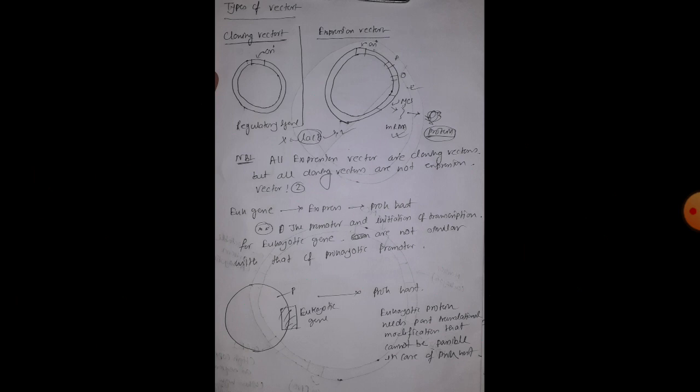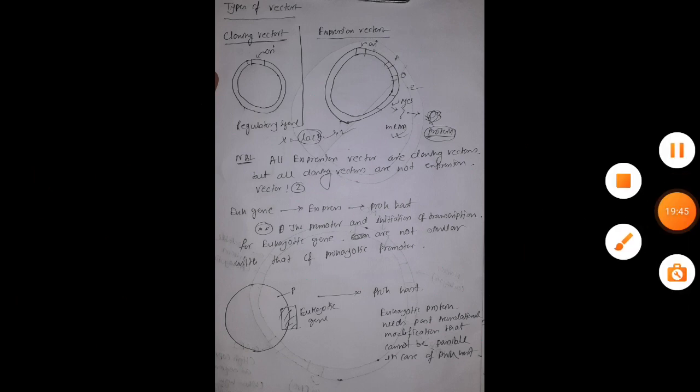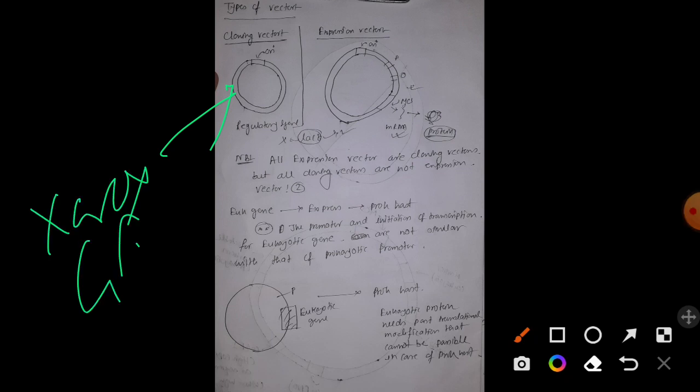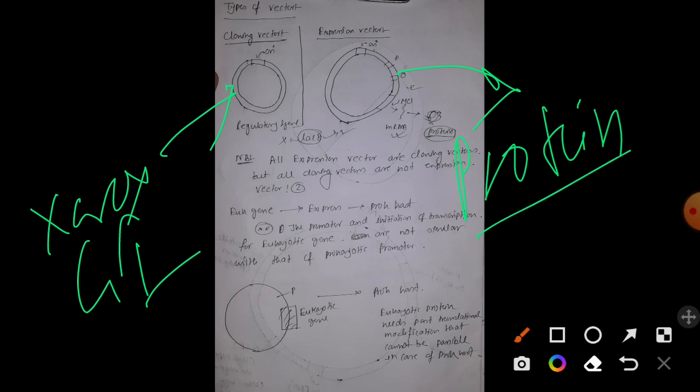I hope you have understood this very carefully, right? First of all, the cloning vectors give you the Xerox copy of your gene of interest. Then the expression vector gives you the protein from your gene of interest. Then we have talked about the shuttle vector, which solves the problem in terms of cloning, so that we can use any type of vector without bothering about what type of host we have, right? So that is the concept of shuttle vector.